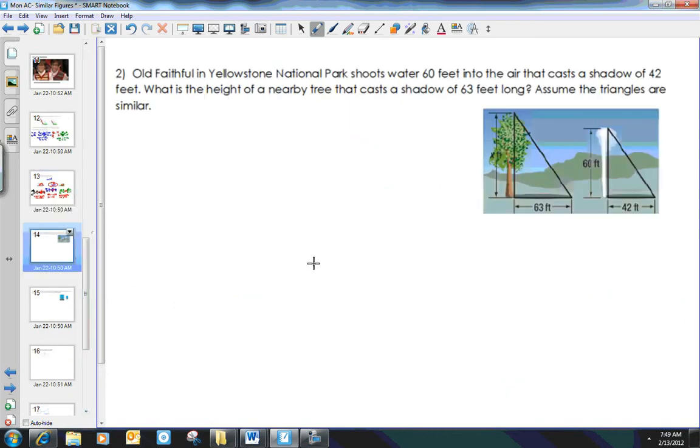Okay, now you might have a word problem. Looking at this one, Old Faithful here. Old Faithful in Yellowstone National Park shoots water 60 feet into the air. So here's Old Faithful over here, and it shoots water 60 feet into the air. Okay, and that water casts a shadow that is 42 feet long. So now we've got two things here. We've got the height of the geyser and the shadow. So my two labels for my proportion that I'm going to be making are height and shadow.